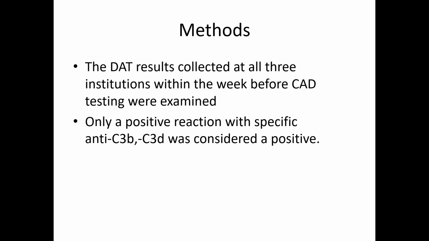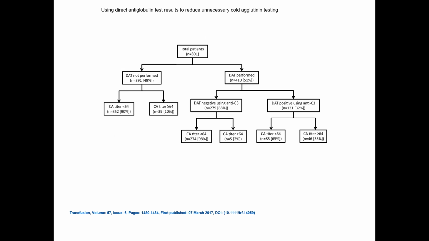So the methods of our study were just to review DAT results at all 3 institutions within 1 week before a cold agglutinin disease testing was undertaken, and looking to determine whether or not you ever had a positive reaction with C3b or C3d, and that would be what we considered a true positive. So here's a breakdown of how the DAT results came out and what subset had unnecessary cold agglutinin testing.